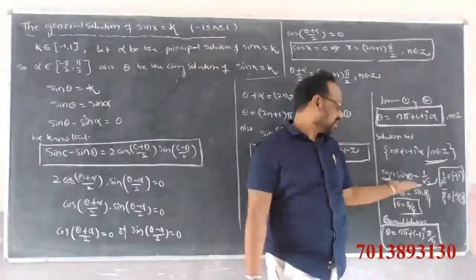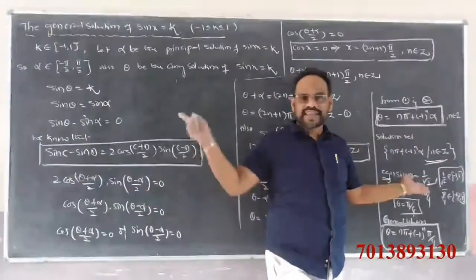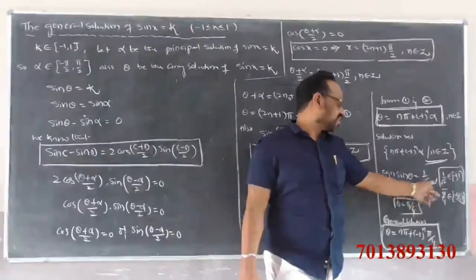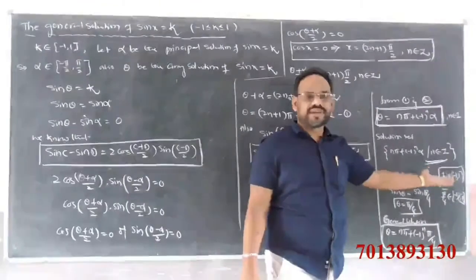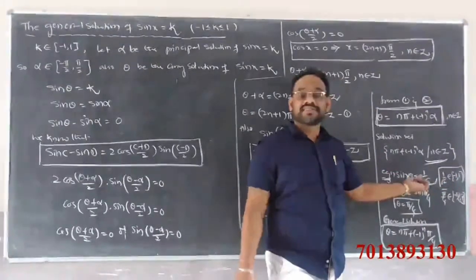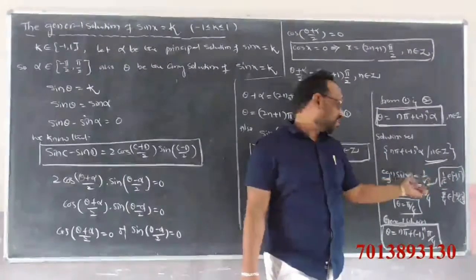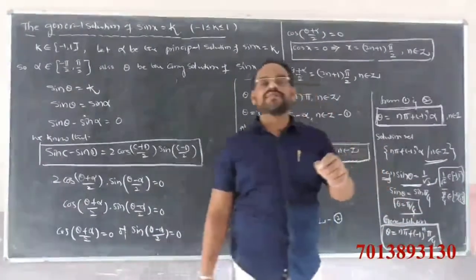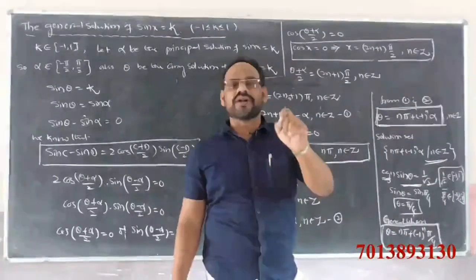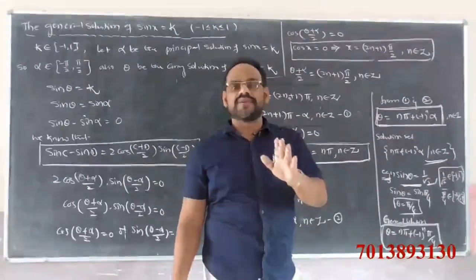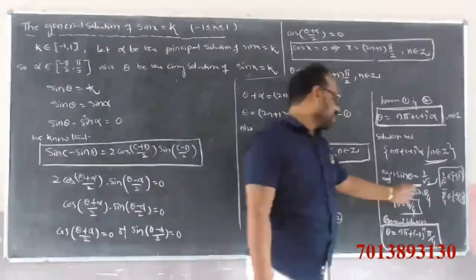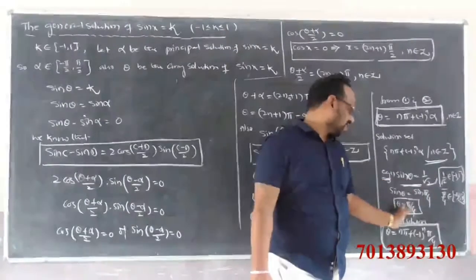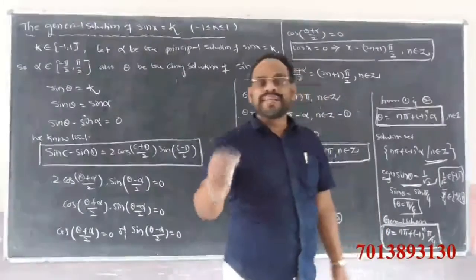For example, if you take sin theta equals 1 by root 2, here k, that is 1 by root 2, lies in the closed interval minus 1 comma plus 1. So it has a solution. What is the principal solution of sin theta equals 1 by root 2? We already know that sin 45 is 1 by square root of 2, so sin pi by 4 is 1 by square root of 2. So theta equals pi by 4 is the principal solution.